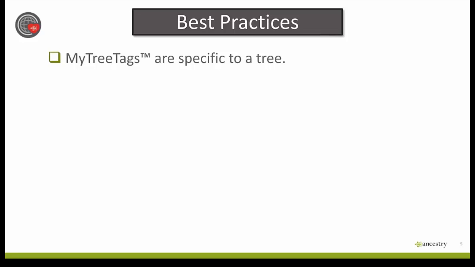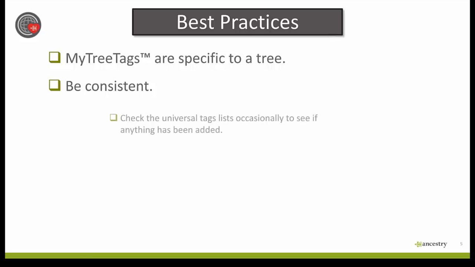But some of you have multiple trees. The MyTreeTags are specific to a tree, which means if you create a whole bunch of custom tags in one tree, you're going to need to recreate them in the other trees on your account if you want to use them in that fashion. Next tip. Be consistent, right? Just keep track, check those lists, make sure that you're not creating multiple tags of the same thing within a tree. If you mark somebody who served in the military, make sure that they really did, so be consistent and accurate.